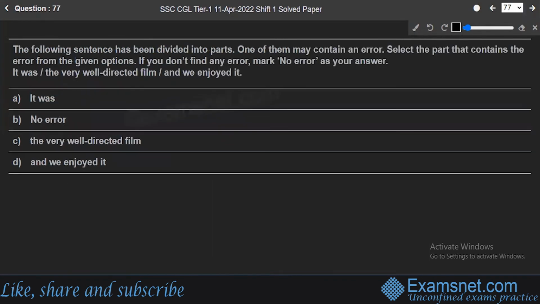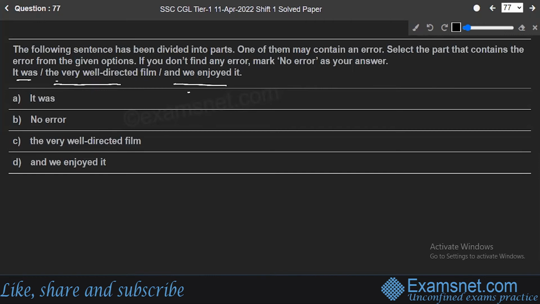The following sentence has been divided into parts. One of them may contain an error. You have to select the part that contains the error from the given options. If you don't find any error, then you have to mark no error in your answer. Let's see. It says, it was the very well directed film and we enjoyed it. So in this, the given sentence is grammatically incorrect. What is the error? It is this part. The very well directed film. This is the erroneous part in this.